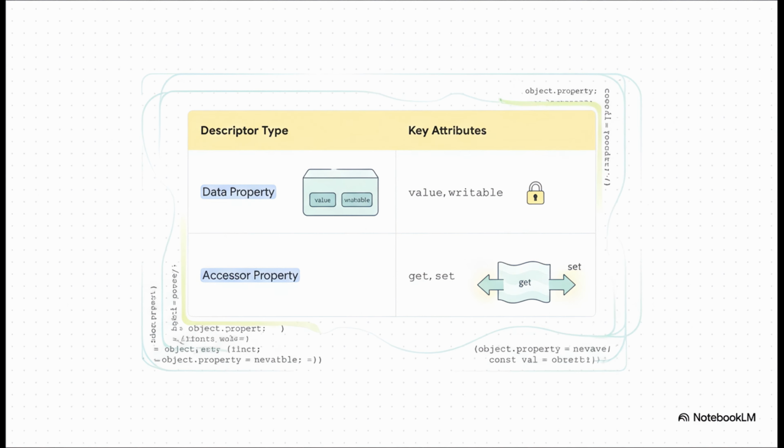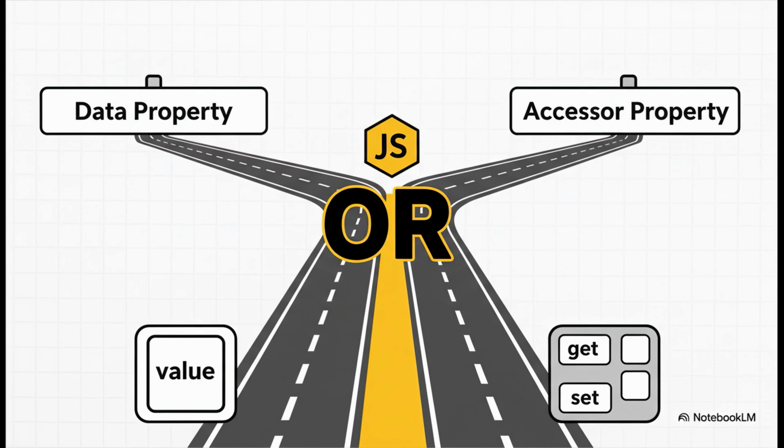This difference is absolutely fundamental. And this brings us to the single most important rule you have to burn into your brain. A property can have a value or it can have a get/set pair.